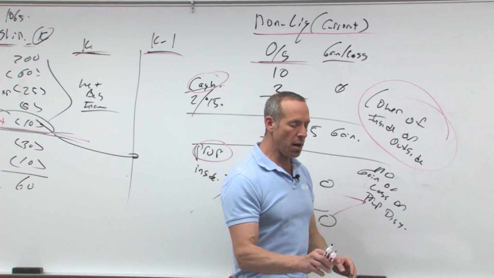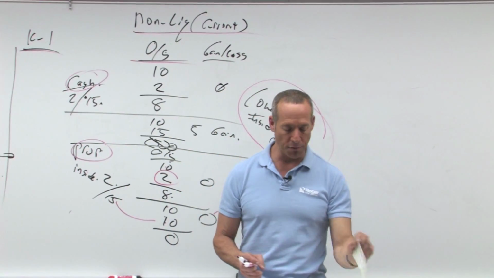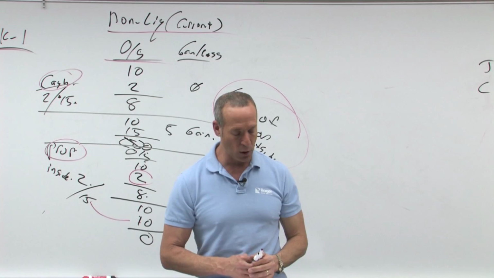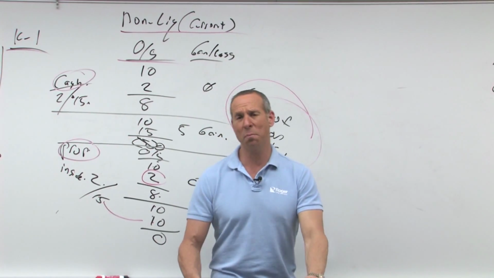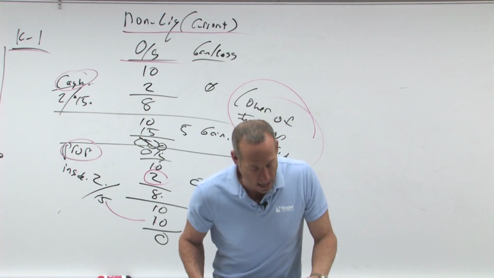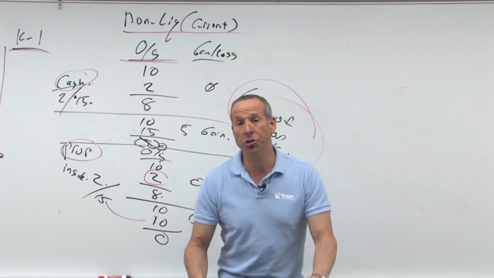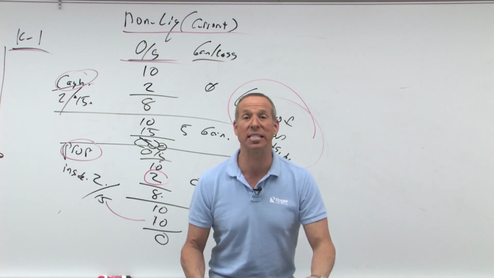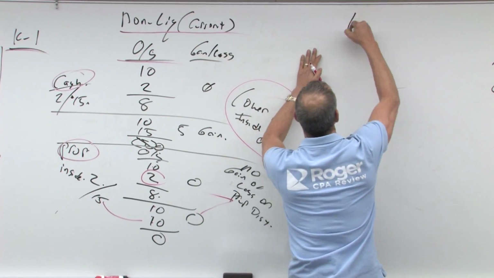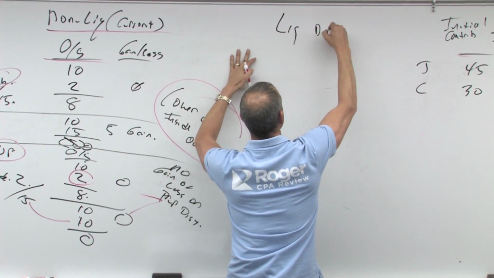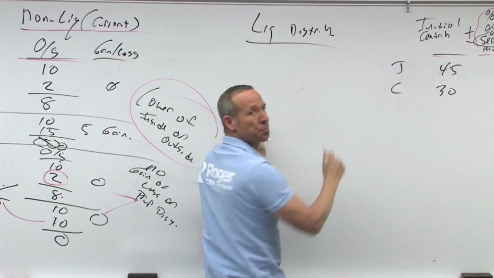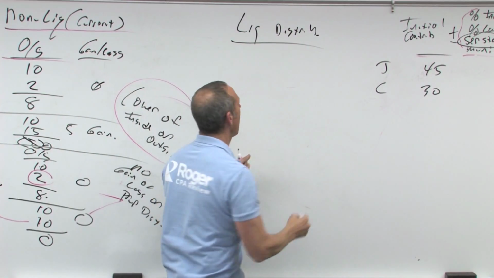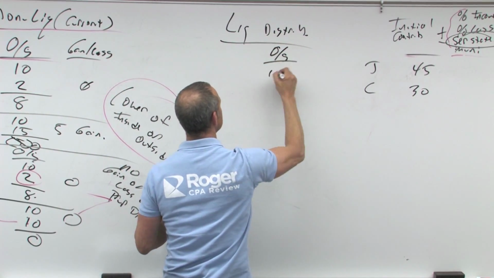Let's do this again, but now instead of non-liquidating, let's look at a liquidating distribution. Basically, it means the partner got maybe kicked out, so their ownership has to go to zero. Their ownership, which is their outside basis, has to go to zero. So let's start over here. This is called a liquidating distribution. All right, so my outside basis is 10.